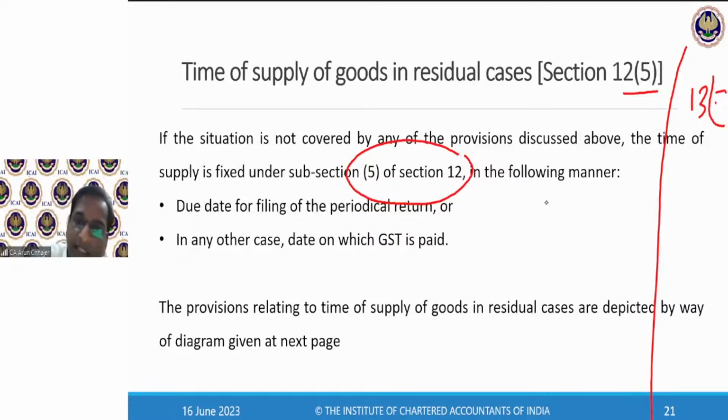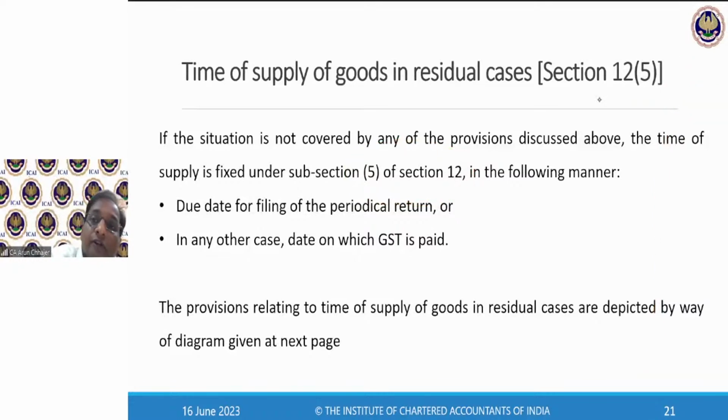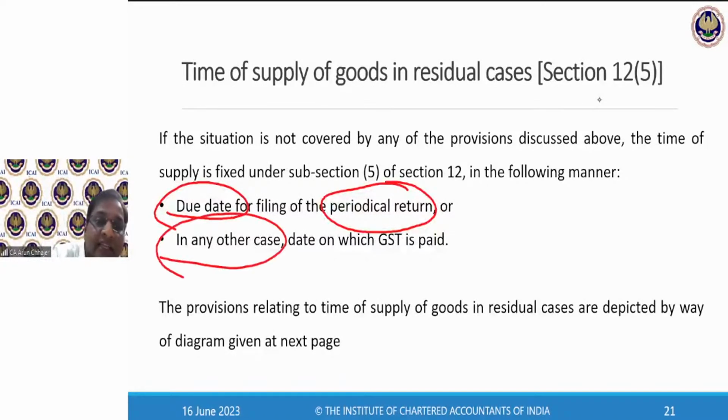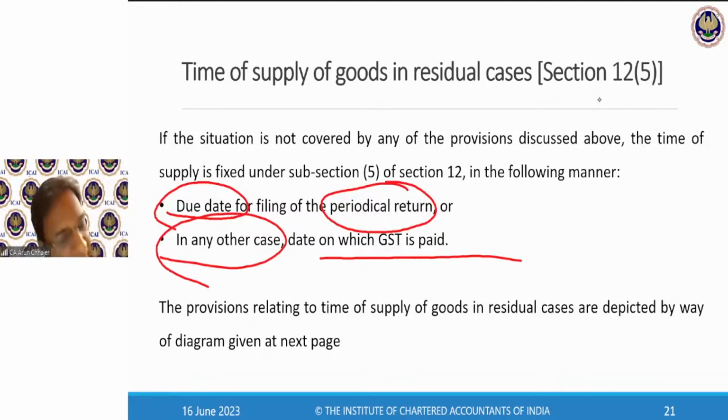Okay. What is the time of supply? If the taxpayer is required to file the periodical return, so we all know that the GSTR-3B is being furnished on monthly basis or quarterly basis. So it is a periodical return applicable. Then in that case, the due date of filing that periodical return will be the time of supply, or in any other case, the date on which the GST is paid. Very simple.